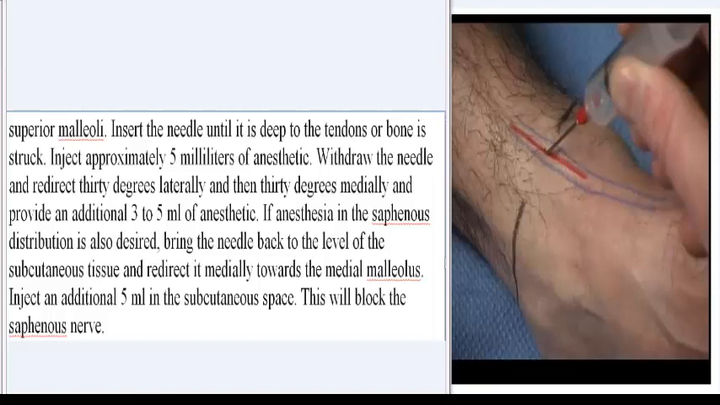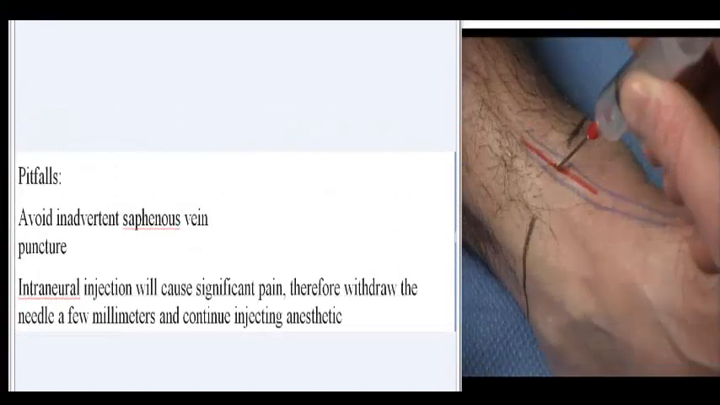Withdraw the needle and redirect 30 degrees laterally and then 30 degrees medially and provide an additional 3 to 5 ml of anesthetic. If anesthesia in the saphenous distribution is also desired, bring the needle back to the level of the subcutaneous tissue and redirect it medially towards the medial malleolus. Inject an additional 5 ml in the subcutaneous space. This will block the saphenous nerve.